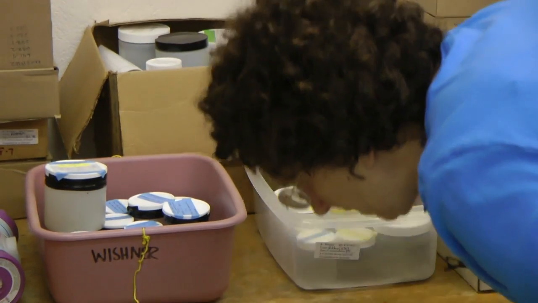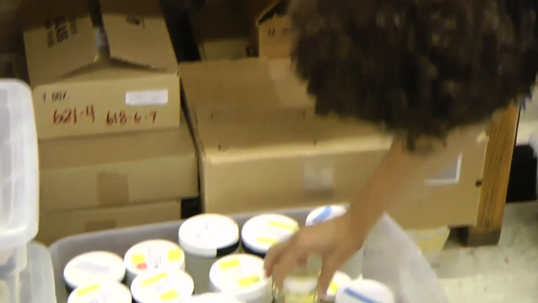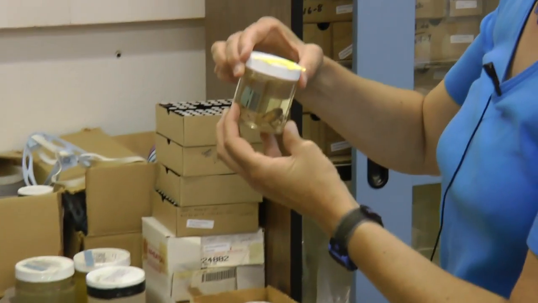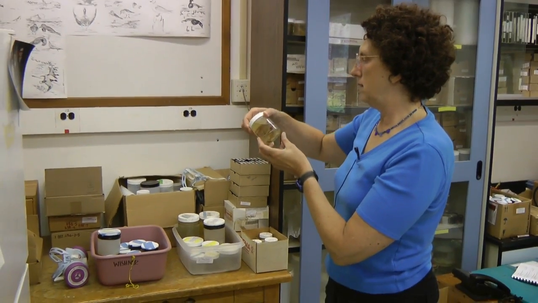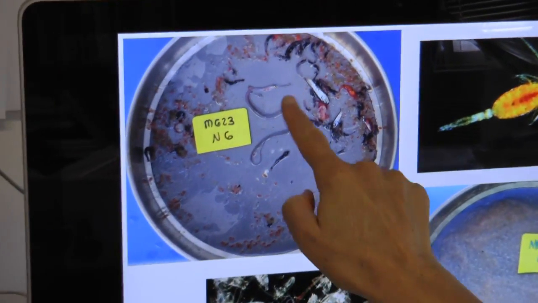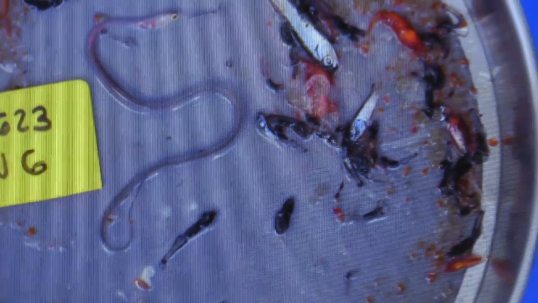I'm Karen Wishner, professor here at the Graduate School of Oceanography at URI. I've been here since 1980. I'm a zooplankton ecologist and biological oceanographer. I've been studying zooplankton throughout the water column. Zooplankton are the small animals in the water column that are the food for the larger fish.